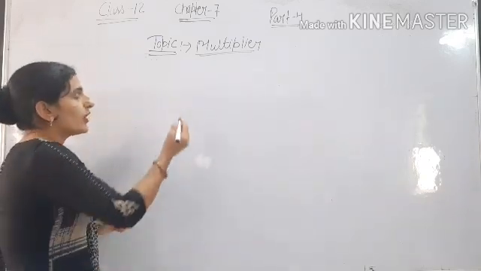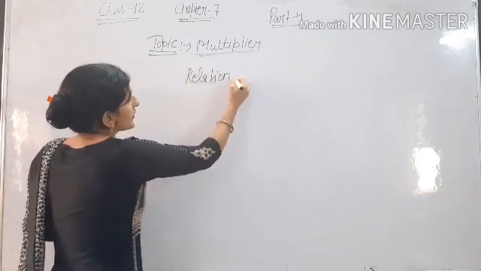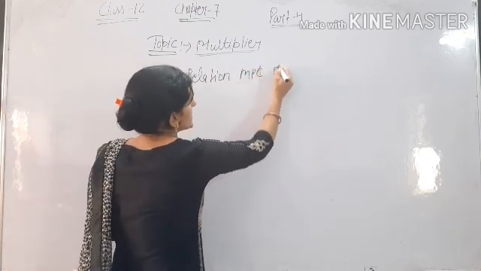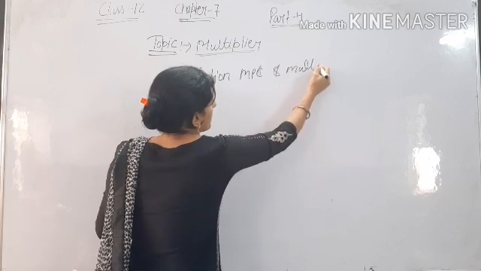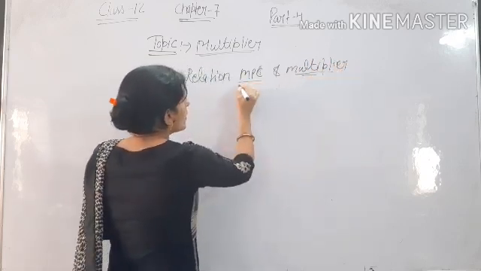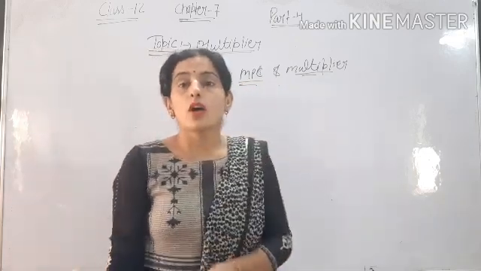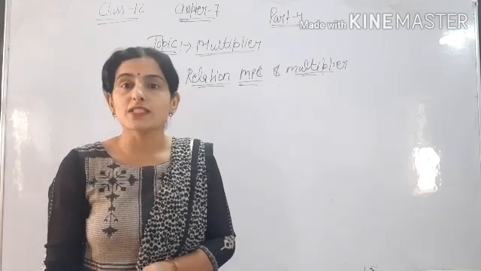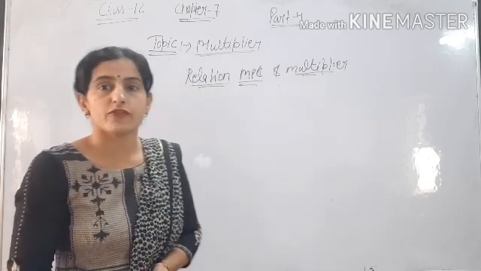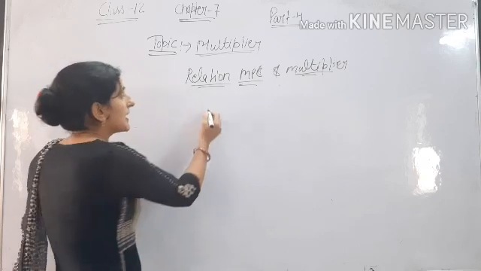Now we will discuss the relation between MPC and multiplier. What is MPC? Marginal propensity to consume, and what does it show? The tendency of people to consume, that is, how much income people consume and how much they save. That tells us MPS, marginal propensity to save. So what is the relation between MPC and multiplier?